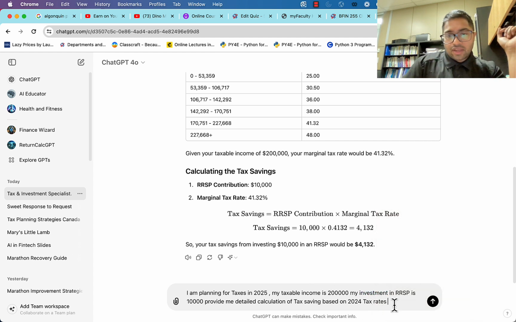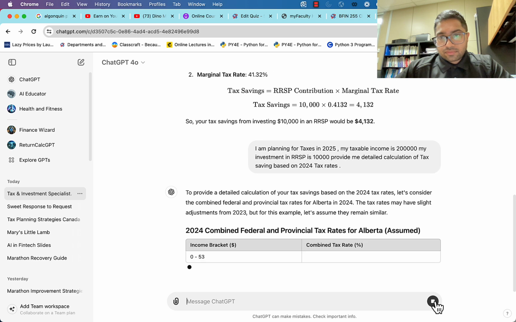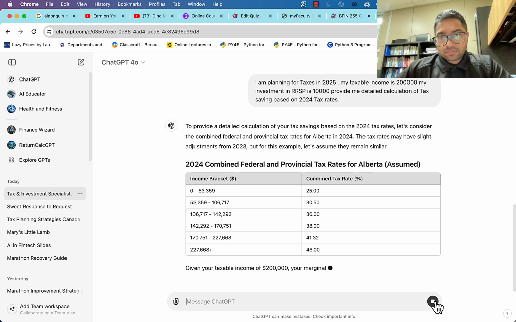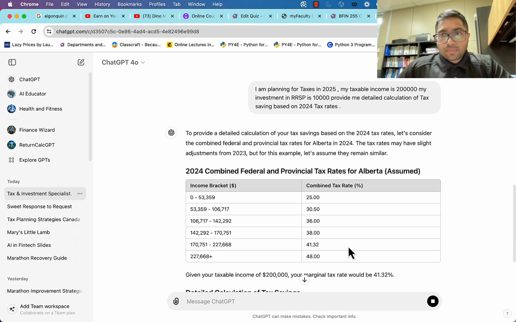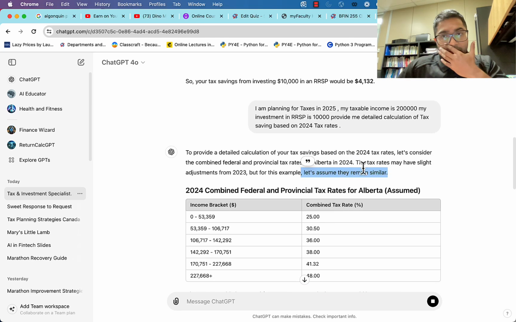Okay, so I am providing it more context. Okay, so to provide a detailed calculation, once again we have to provide it further context. To provide the detailed calculation of your tax saving based on 2024, let's consider the combined tax rate. The tax rate might slightly adjust, but for this example I don't want it to assume. Okay, so what we can do, this again is different. So we want it to take the information from the internet.